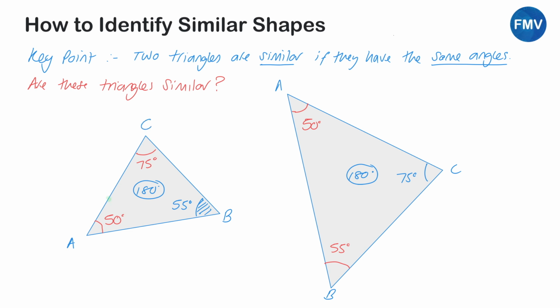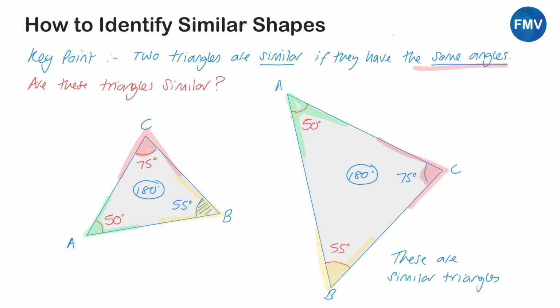We can see that this angle here is 50 degrees, as is this angle here. So those two are the same. We can see this angle here is 55 degrees, and this angle here is 55 degrees. So those two are the same. And finally, we can see that this one is 75 degrees and this one is 75 degrees, and they meet our criteria of having the same angles. Therefore, yes, these triangles are similar.